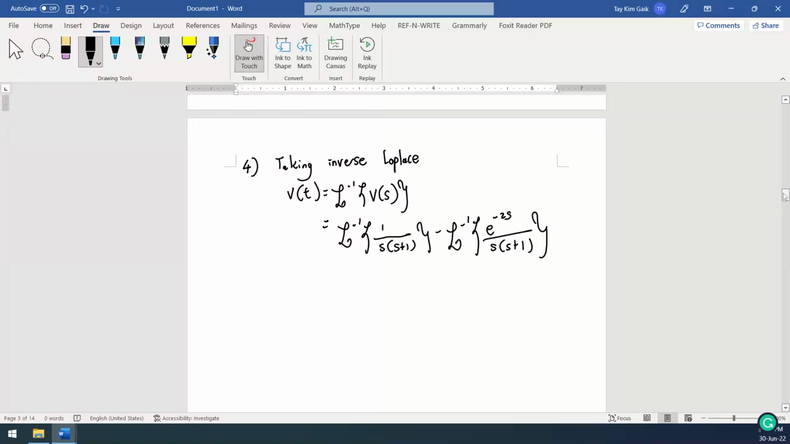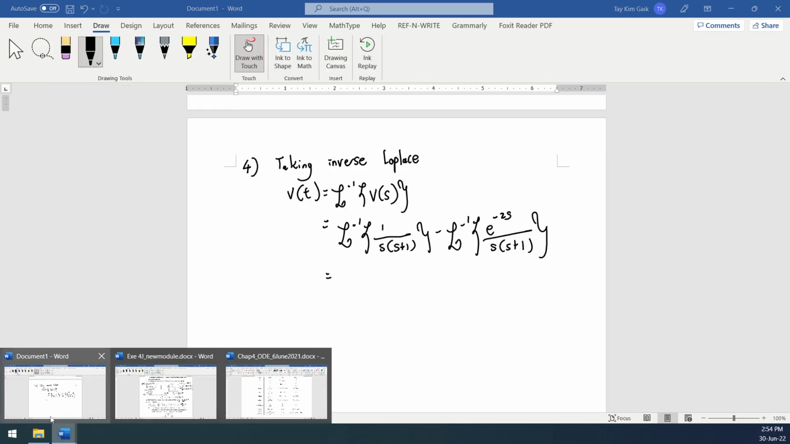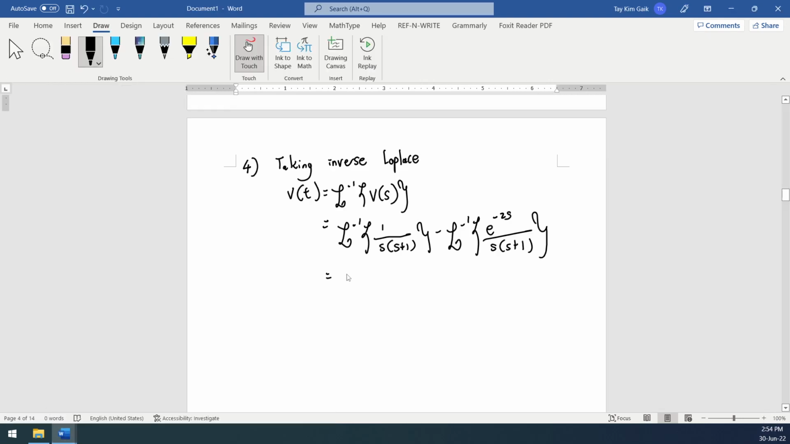Hence, by using the transform of integral, the inverse Laplace of F(s) over s, the result is the integral of f(tau) d tau from 0 to t. We obtain the answer from question 4, which is 1 minus exponent negative t.